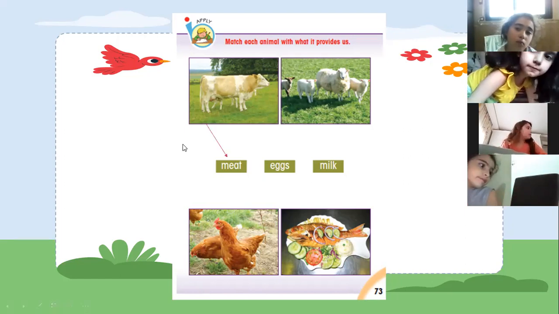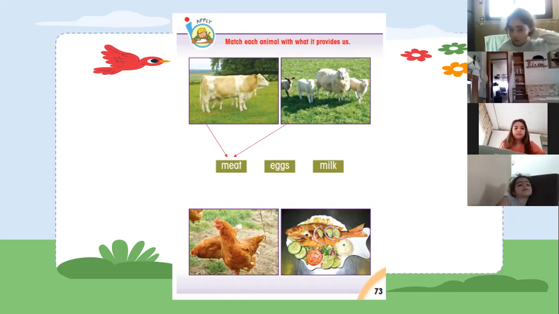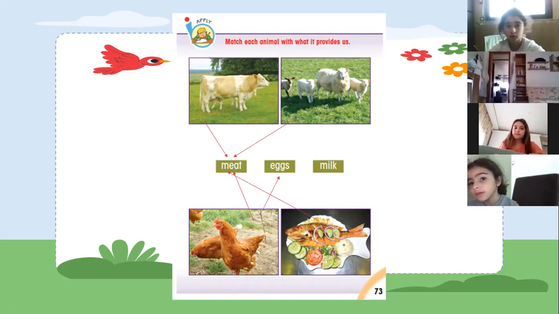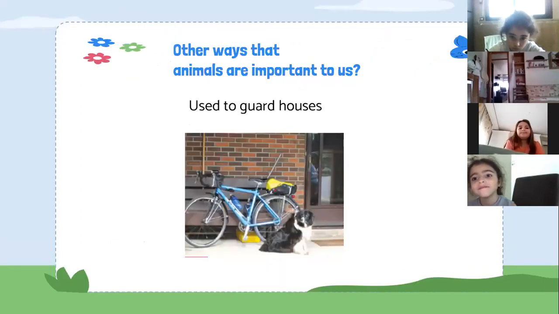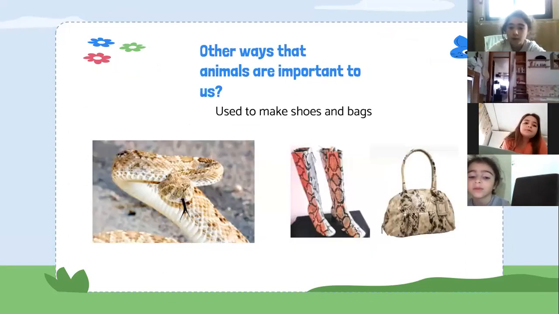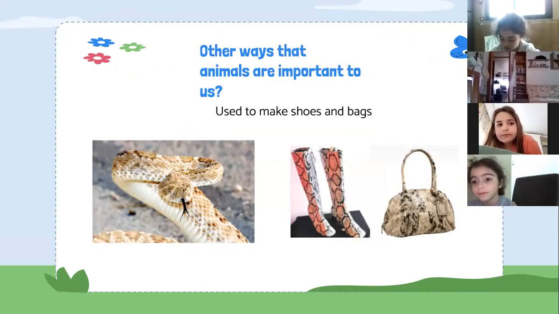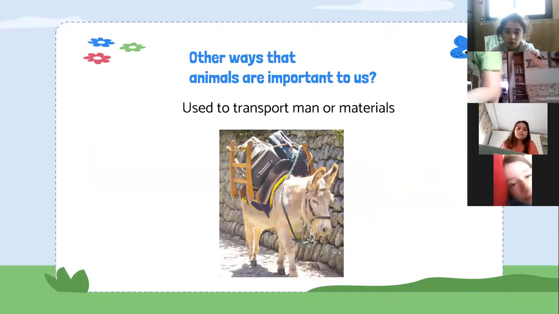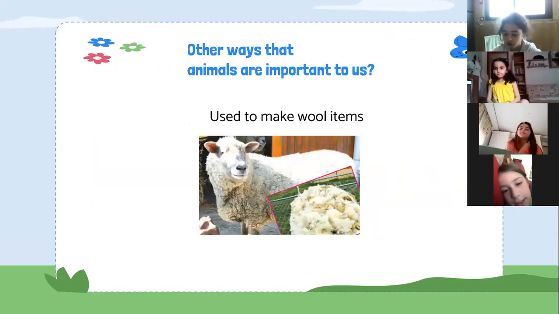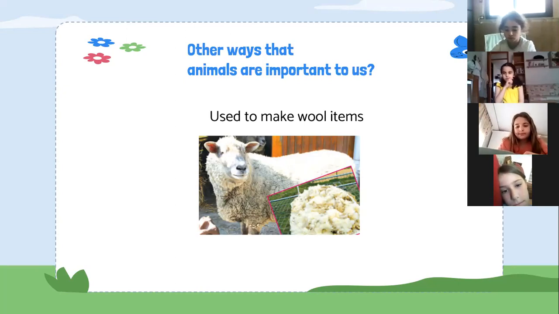Okay, this is our lesson here. We get meat from cows and sheep and chicken and fish, because chicken and fish are considered meat foods. Eggs, of course, only from chicken. And milk, we can get from cows and sheep, not from chicken. Dogs are used to guard houses. We use oxen to plow farmland. We use the skin of the snake to make shoes and bags. We use donkeys to move from place to place, which means transportation. They're very easy, but they're nice. It's nice to learn about them. We use the wool of the sheep to make wool items, and snake skin to make bags and shoes.